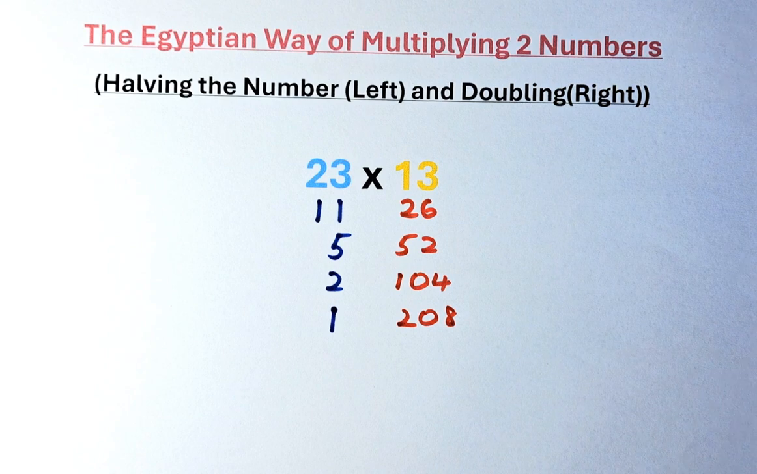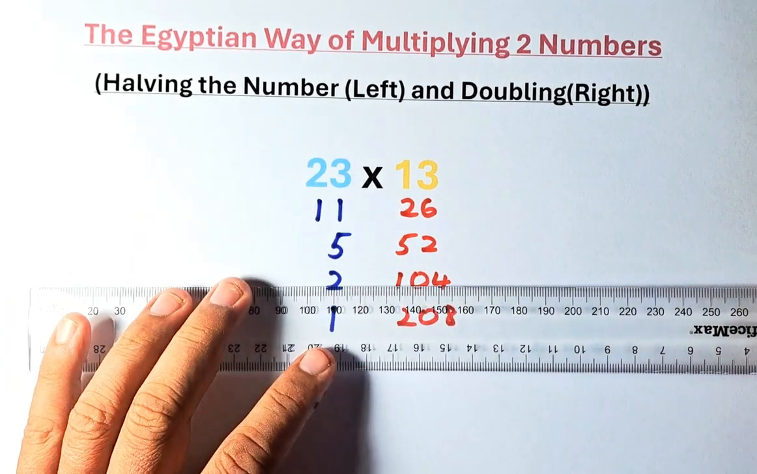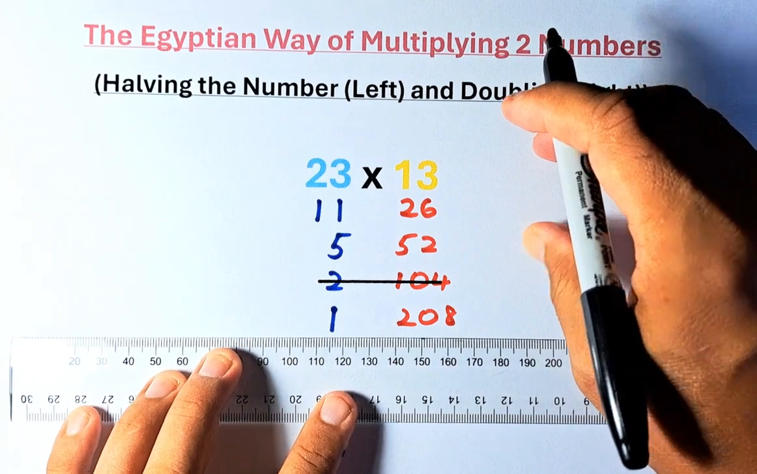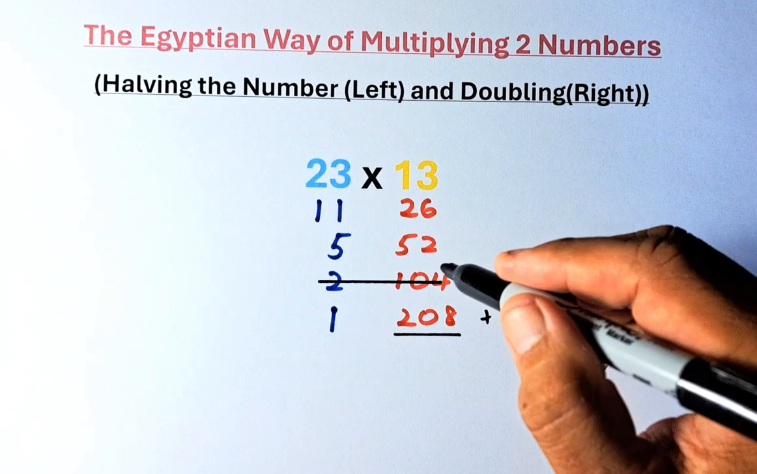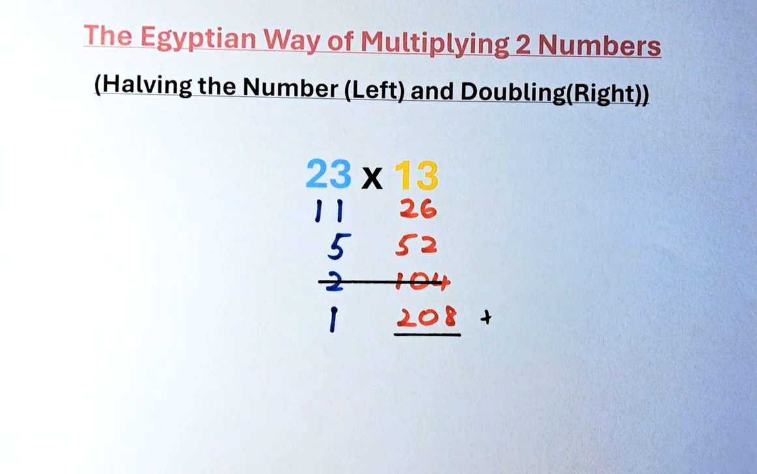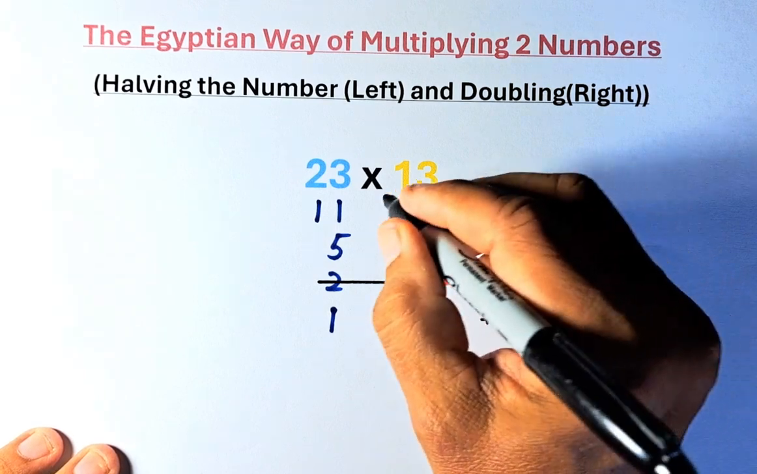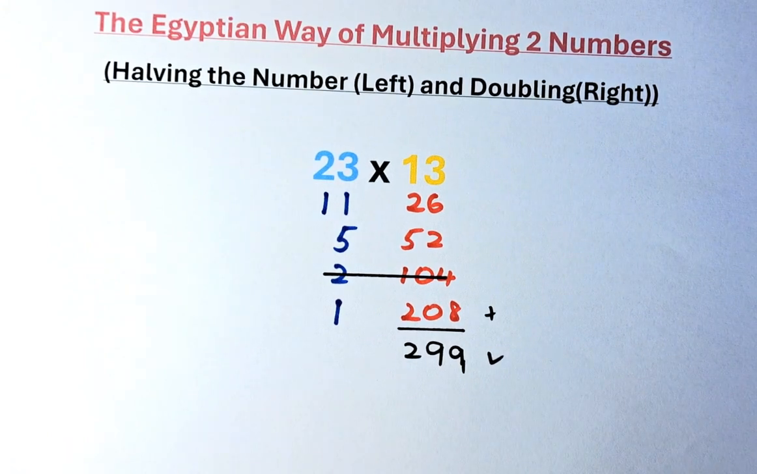Okay, now we are going to cross out all those rows that have an even number. So 23 is not even, 11 is not even, 5 is not even, 2 is even. So we're going to cross out 2 and 104. And the next step, we're going to add the numbers on the right hand side. So 13 plus 26 plus 52 plus 208. And if I'm right, it's going to be 299. So 13 times 23 or 23 times 13 is equal to 299.